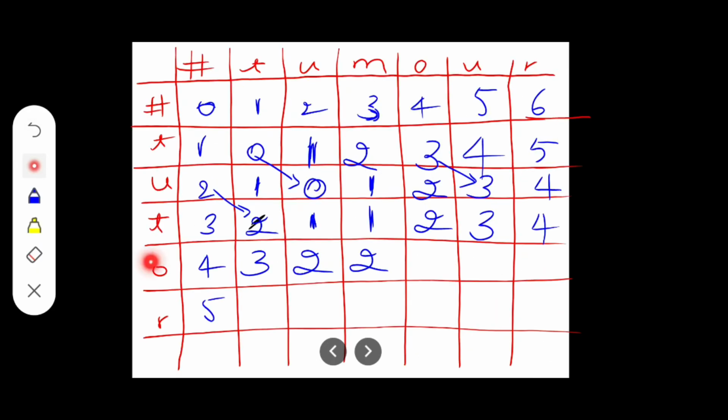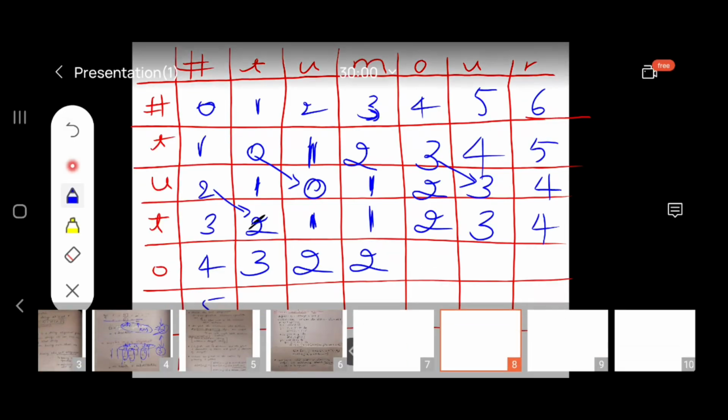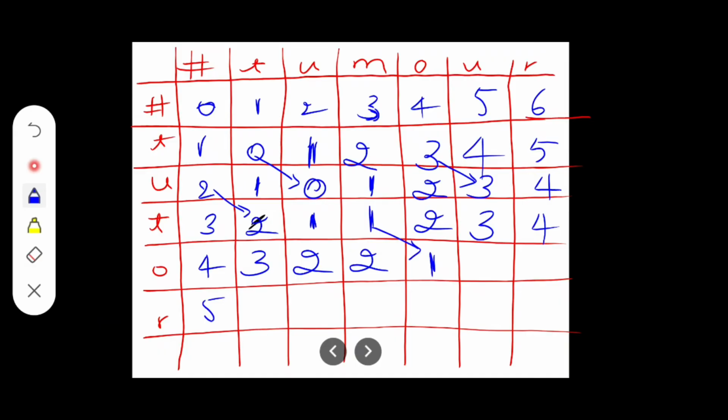Now go back, and O and O are equal. So I need to fill which box? This box. So I need to take this entire set. Here I am comparing O with O, right? So equal means I have to take the diagonal element. I'll be just copying the diagonal element. So this is the diagonal element, 1, and I'll be copying this. Next, O is compared with U. Okay, O and U are not equal.